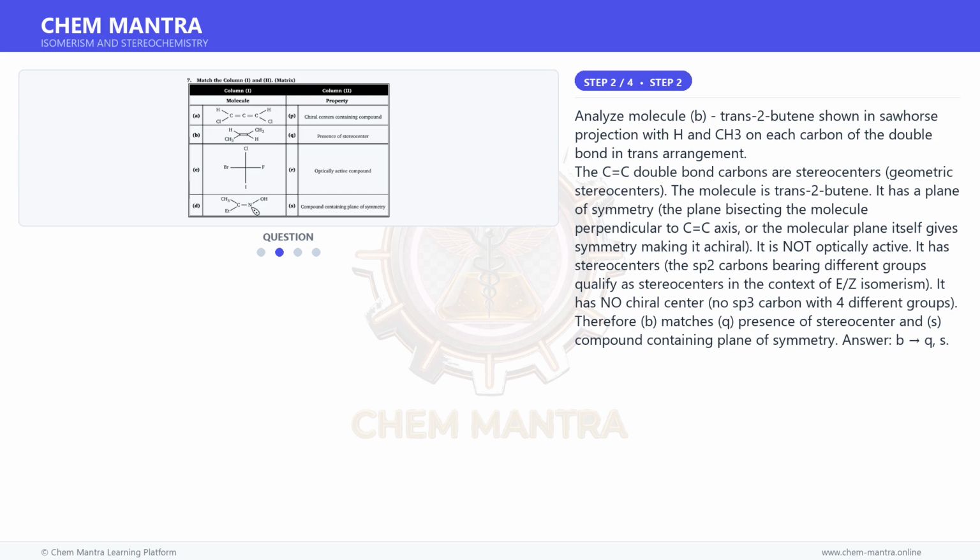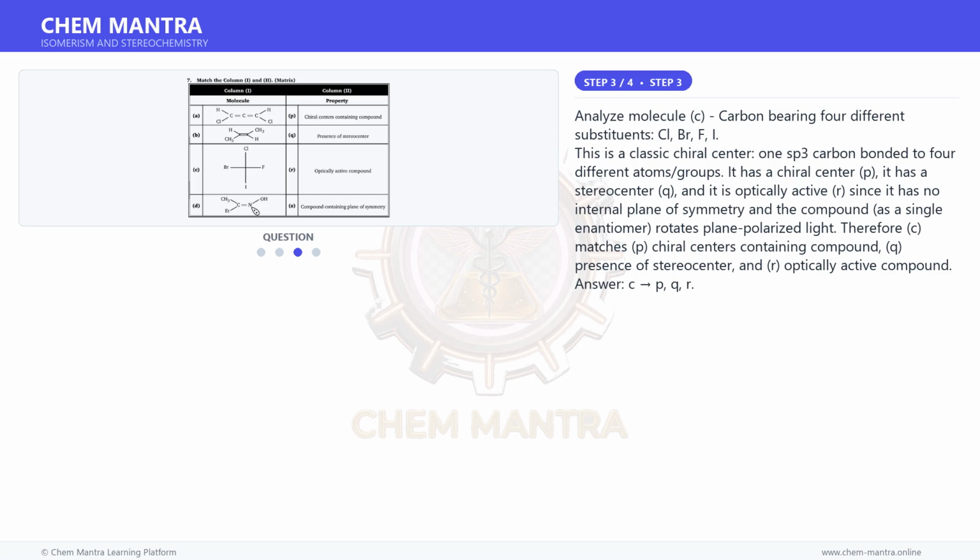It has stereocenters. The sp2 carbons bearing different groups qualify as stereocenters in the context of E-Z isomerism. It has no chiral center, no sp3 carbon with four different groups. Therefore, B matches Q, presence of stereocenter, and S, compound containing plane of symmetry. Answer: B-Q-S. Moving on to the next step.